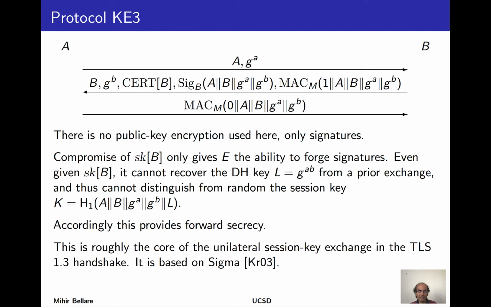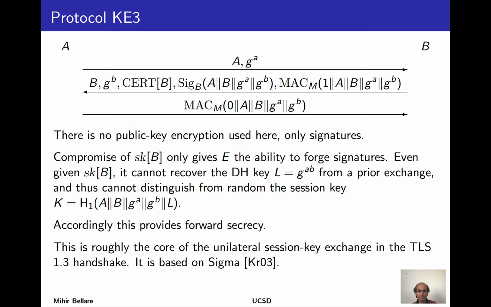Remember that the goal we wanted was forward secrecy. And remember that what allowed forward secrecy to be compromised in the KE2 protocol was that when the adversary acquired B's long-term secret key, it was able to decrypt a certain ciphertext encrypted under B's public key which contained the value L that led to the session key, right? So that decryption, the reversal of public key encryption, was crucial to violating forward secrecy.